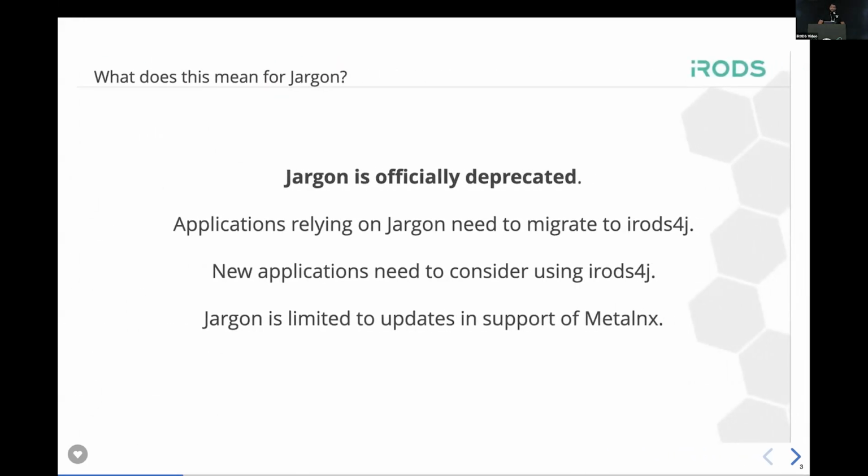So what does this mean for Jargon? We have officially deprecated Jargon. Applications that are relying on it shouldn't be moved. They should plan to migrate to irods4j or to a different library entirely. Jargon will still receive updates, but those updates will be in support of metalnx, because that is the primary application that the consortium maintains and that we will continue to support until we make decisions to go in a different direction.